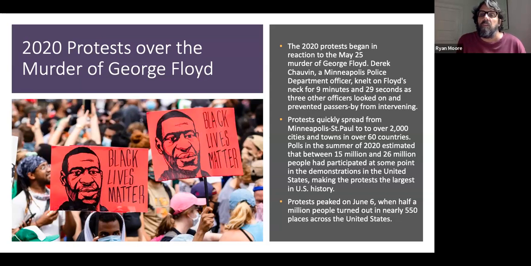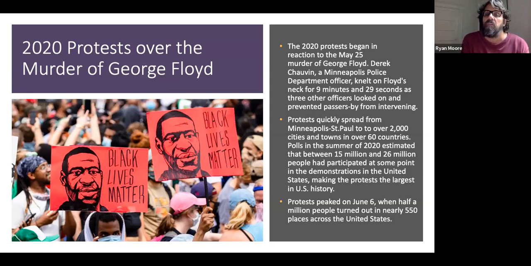The protests quickly spread. There were, of course, the main protests in the Minneapolis, St. Paul area, but those quickly spread to over 2,000 cities and towns in more than 60 countries. So again, there's an international response to this, in a way that had not been seen before.